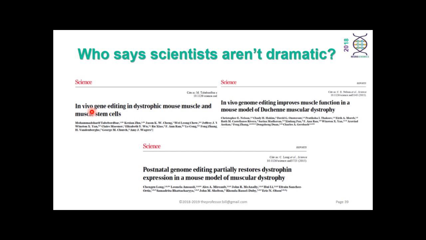When CRISPR-Cas9 started to make its rounds, and when people thought it was actually going to be a really popular therapeutic technique, there was this massive race on to be the first to publish it in a disorder where they could go back in and correct it. And one of those things, as I mentioned to you, was muscular dystrophy.